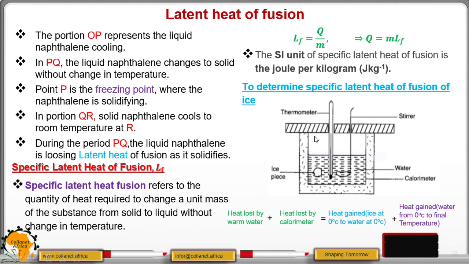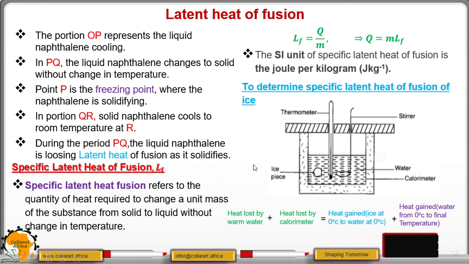Then after getting all those readings, we say that the heat lost by the warm water, that was already inside the calorimeter, plus the heat lost by the calorimeter, is equal to the heat gained by ice during the melting, that is ice at 0 degrees to water at 0 degrees, plus heat gained by the melted water, that is water from 0 degrees to the final temperature. So that way, because this is where we have the specific latent heat of fusion, we can use this to get the specific latent heat of fusion. This is the method of mixtures.